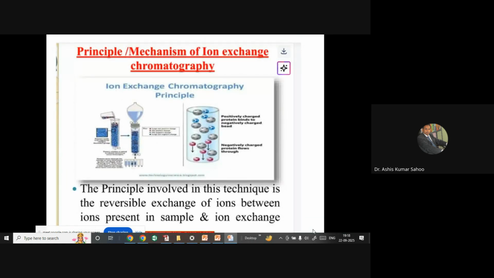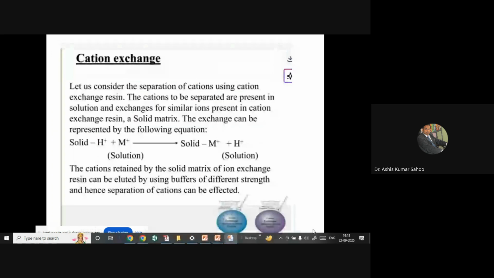The principle of mechanism of ion exchange chromatography. The principle involved in the technique is the reversible exchange of ions between ions present in the sample and the ion exchanger. So these are the different principles.